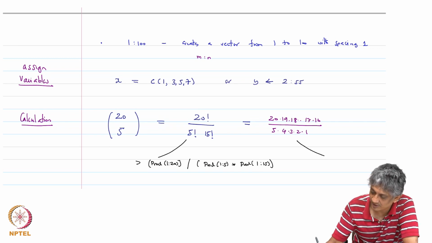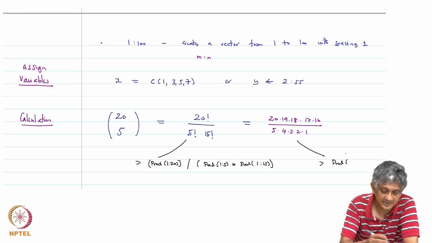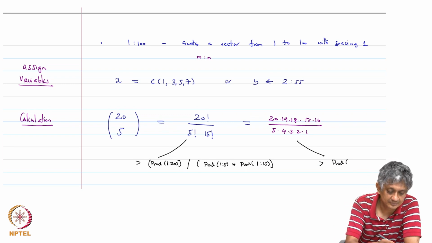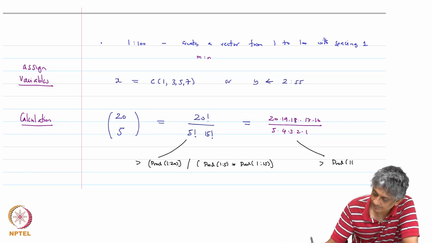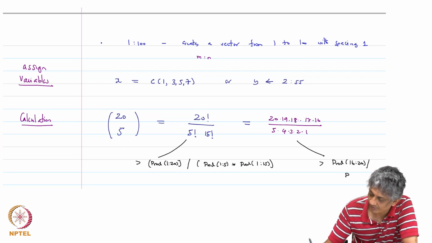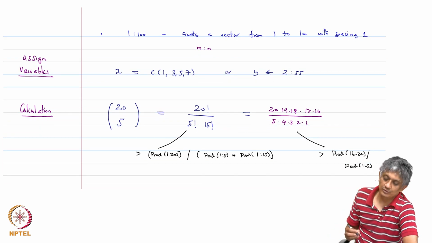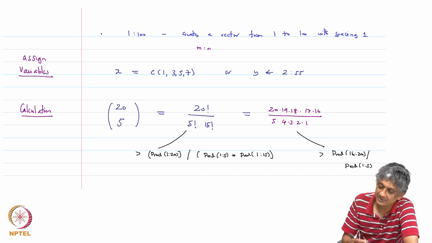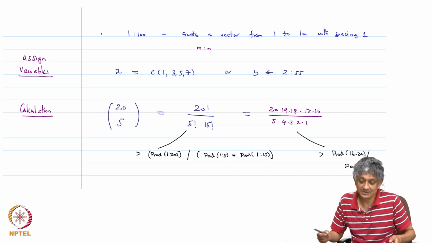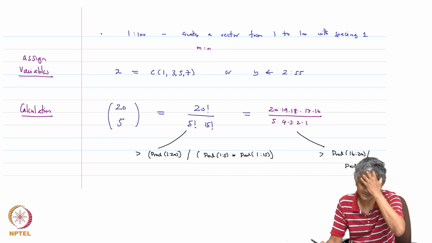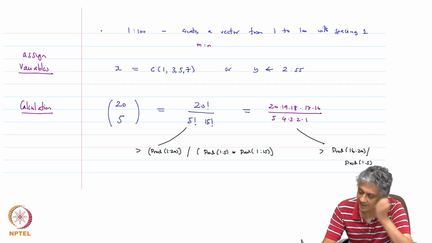Or the other way of doing it was, we said okay, we do something like that. We do prod of 16 to 20 divided by prod of 1 to 5. So they both give you the same answer. Now, this is one way of doing it. You yourself simplify the computation, write out the multiplication and division, and put it in R, and it gives you the answer. Very nice. But now R has an inbuilt function.